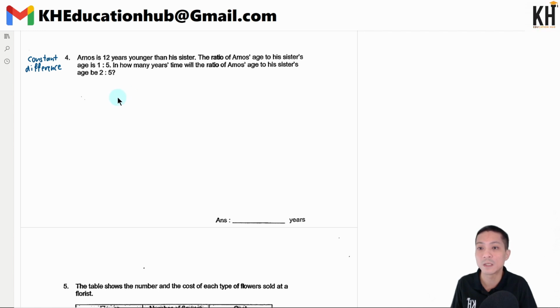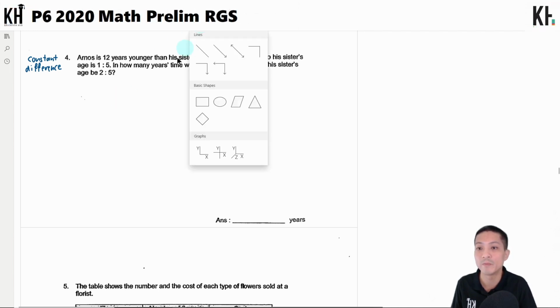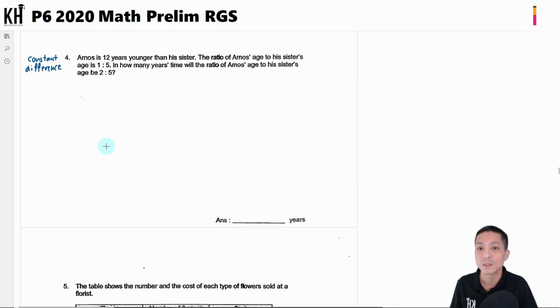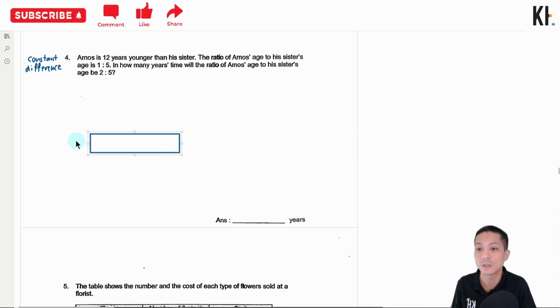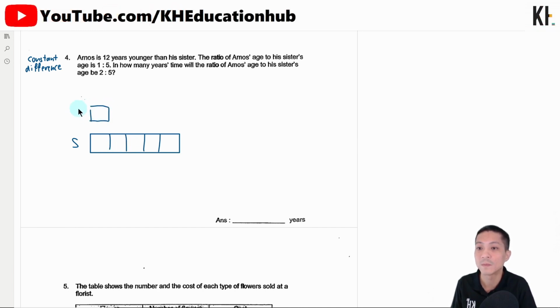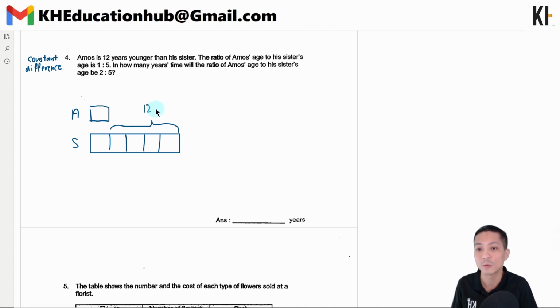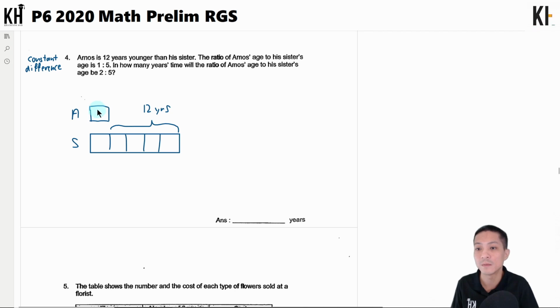So now let us maybe draw a simple model of Amos' age to his sister. So the sister will be draw a 5. Amos will be this. Okay, Amos is 12 years younger than the sister. So that means here to here is 12 years. Okay, from here we can work out how old is Amos, because 12 divided by 4, we know that this is a 3. Okay, 3.